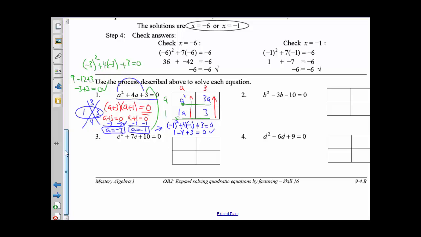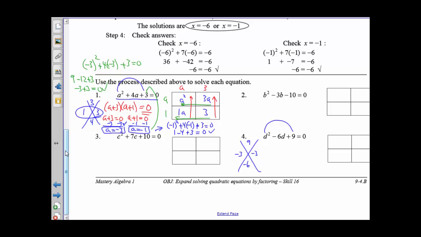All right, let's jump down to number 4. Is there anything we can factor out? No, because of the 1d squared, and the 9 doesn't have a d. So we're going to go to our X box. 1 times 9 gives us 9 on top. We have a -6. So we need what times what equals 9, but adds to get -6. Hopefully you're thinking -3 and -3.